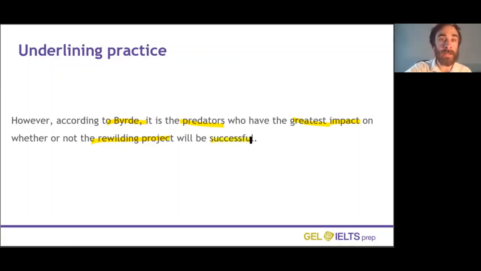And finally, successful. So we're determining whether the project is successful and it's predators who have the most effect on this. Who says this? Bird. So when we look at the text, we're going to be looking for somebody called Bird talking about predators having a big effect on a rewilding project's success. So see how just from these words, we can get an idea of the meaning of the sentence.